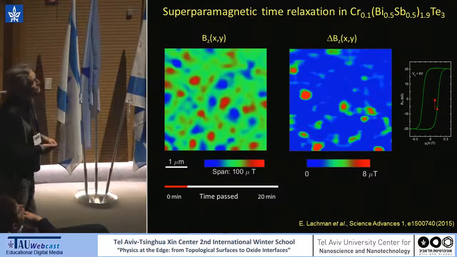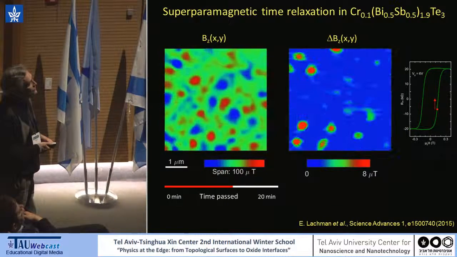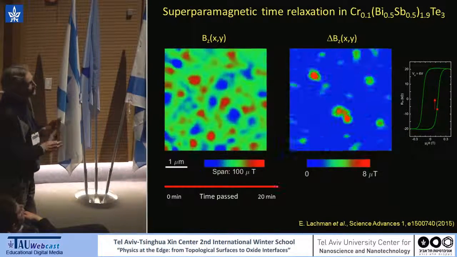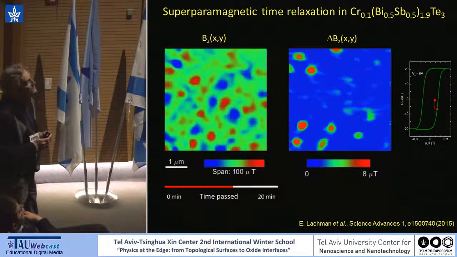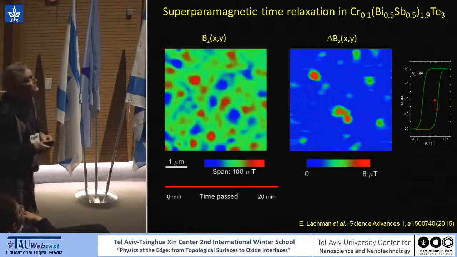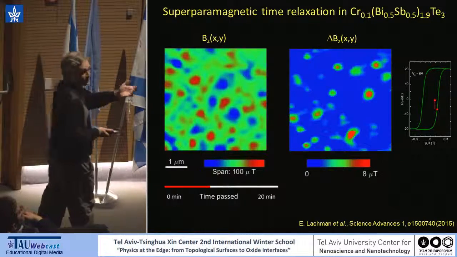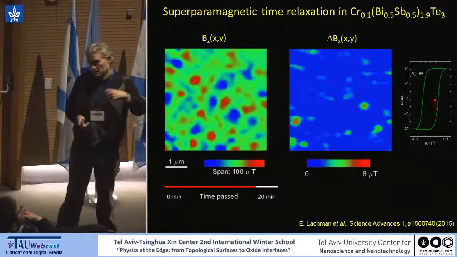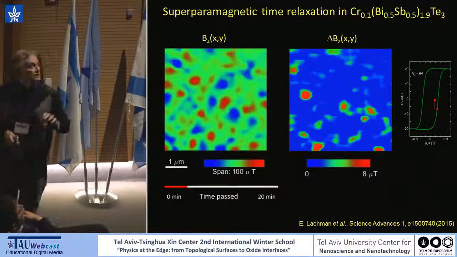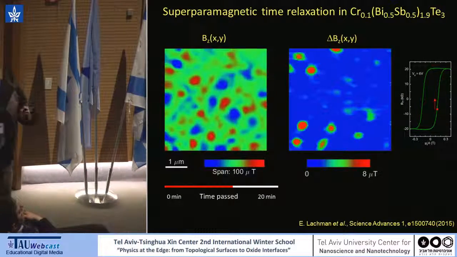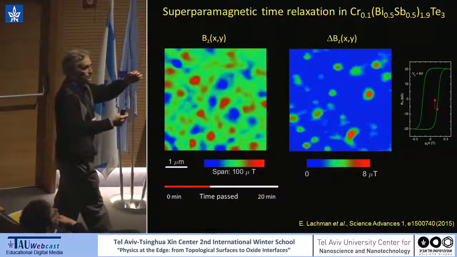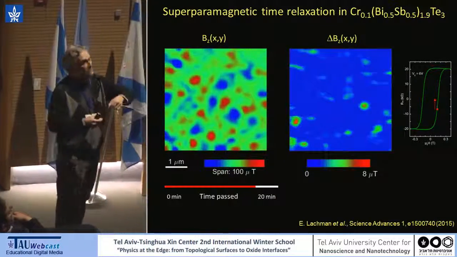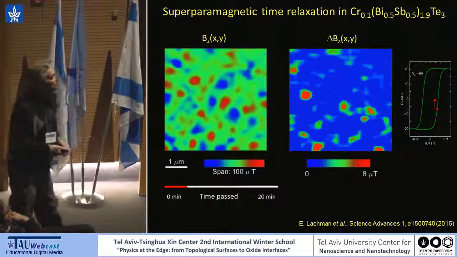Again, I'll show you a movie of this. Nothing much happens. Every 5 minutes we take an image, and we see almost the same thing. So there is slow relaxation as a function of time, and these small islands just flip with time in the direction of the magnetic field. So we have a tilted potential, and they occasionally hop down to the lower state.